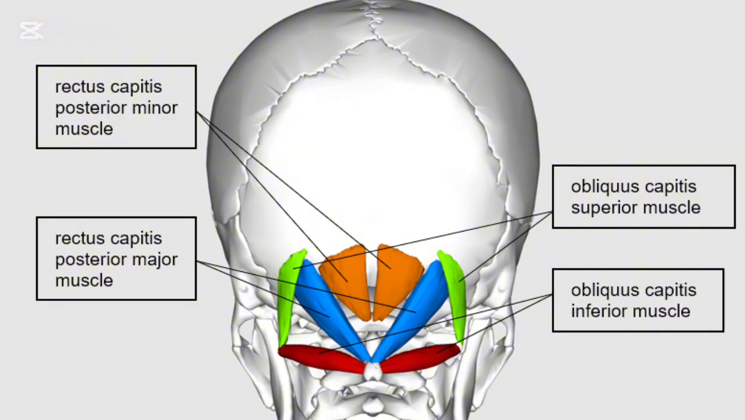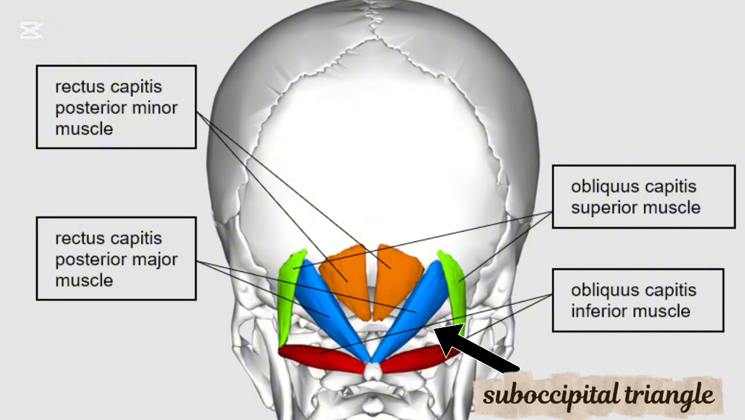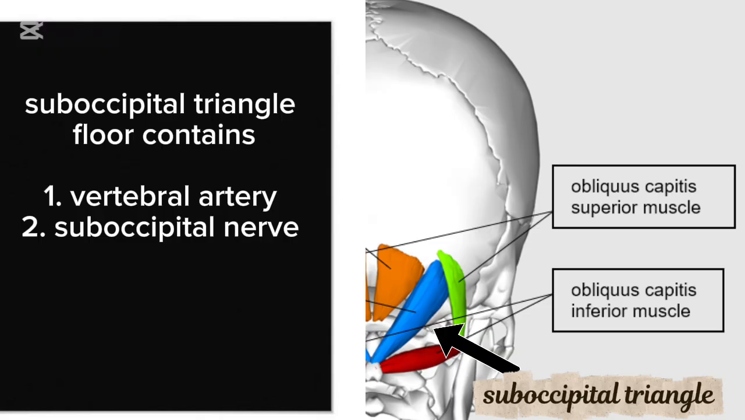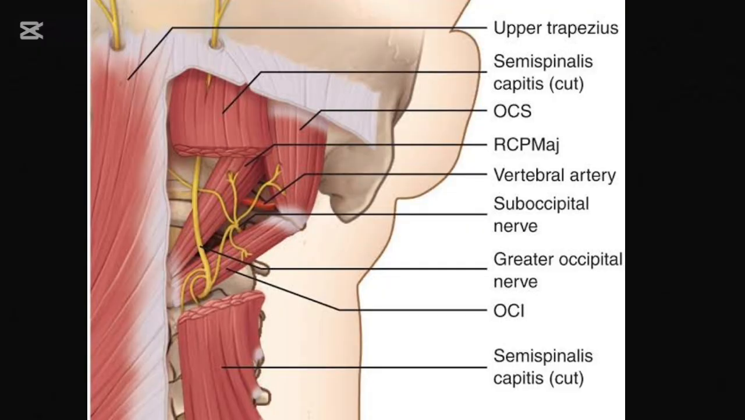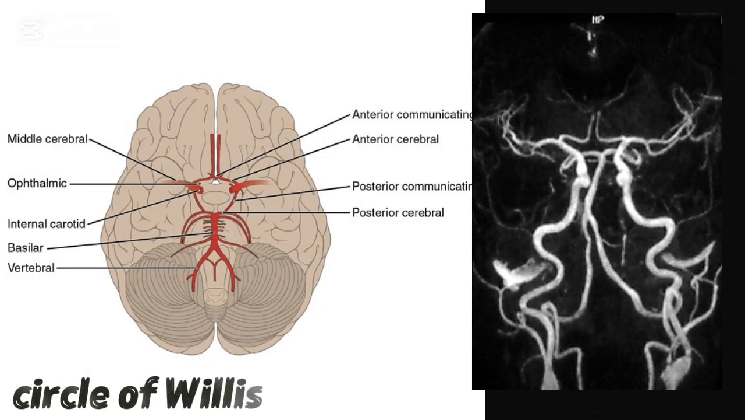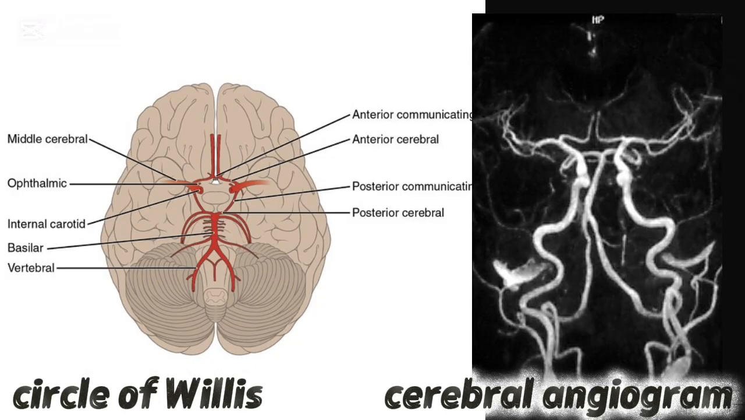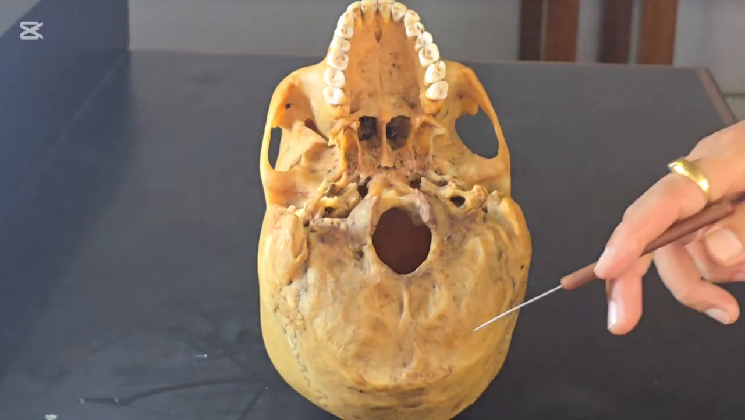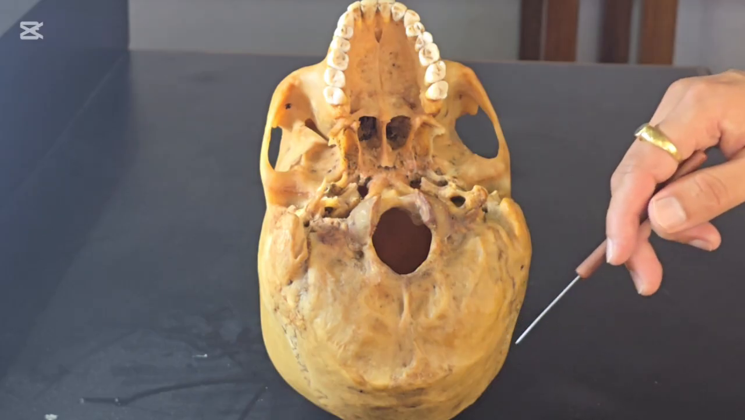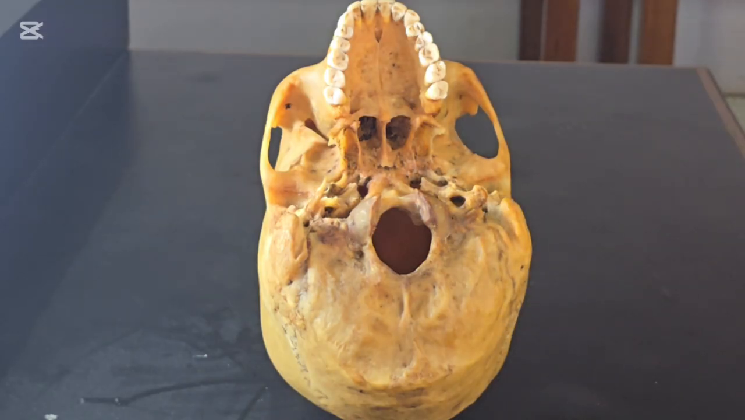The vertebral artery and suboccipital nerve are present on the floor of this triangle. To perform angiography of the circle of Willis, the vertebral artery used to be accessed in this triangle. Nowadays, this angiography is done by catheter angiography with the access point being the femoral artery in most cases. Additional features of the external occipital protuberance, external occipital crest, and nuchal lines are dealt with under Norma occipitalis.